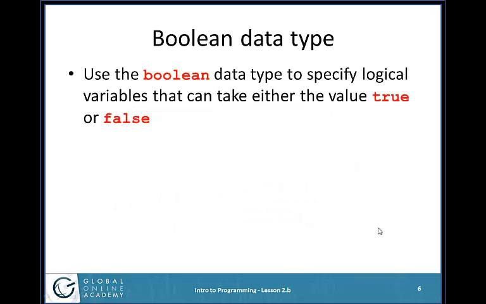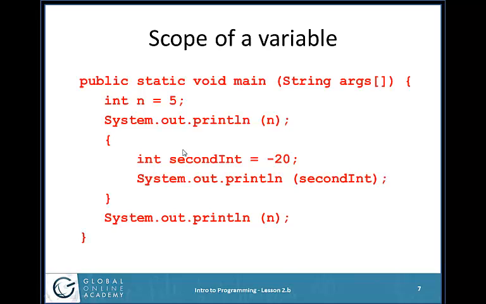Our final data type is called Boolean, B-O-O-L-E-A-N. It means a logical variable, a variable that can only take on two values. It's either true or it's false. We use this an awful lot in programming when we have to make decisions. The values true and false in Java are specified by typing out the word true or the word false, all lowercase characters.